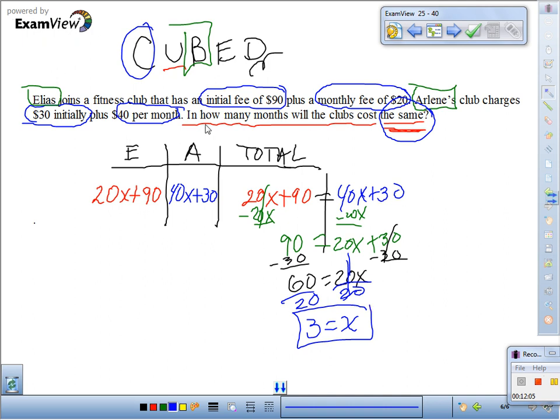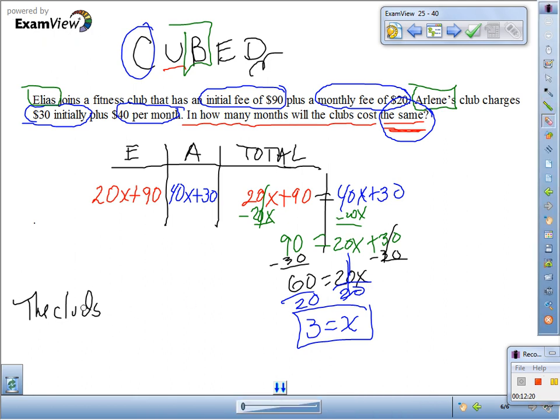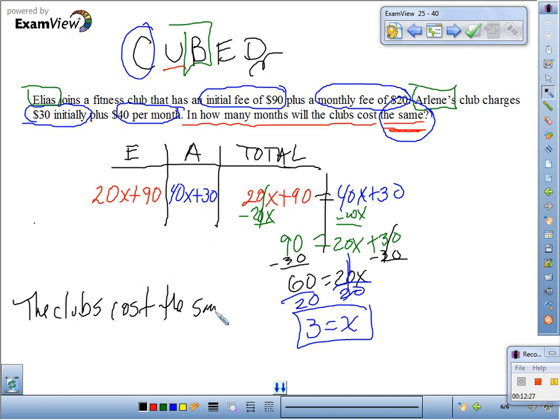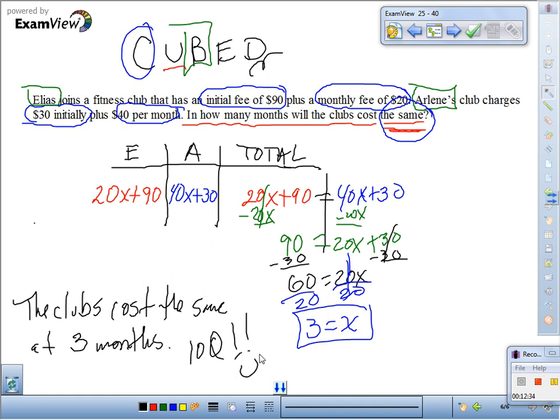No, we need to answer the question. In how many months will the clubs cost the same? So our sentence should read, the clubs cost the same at 3 months. Make sure you write your sentence, because for any word problems, you need to write what? Yes.